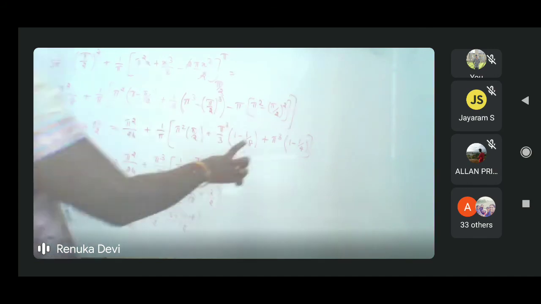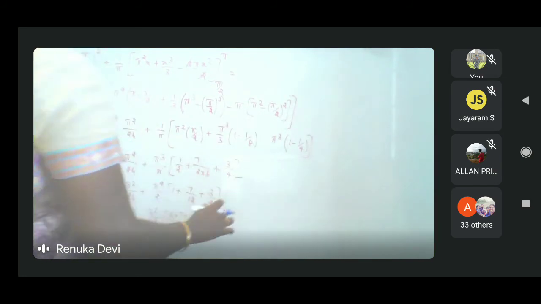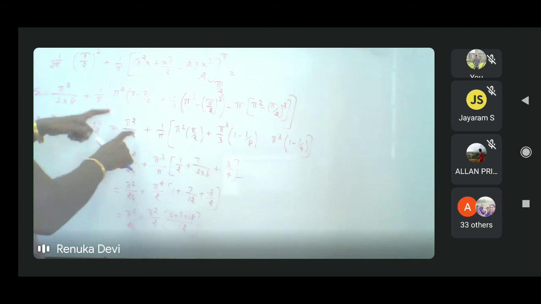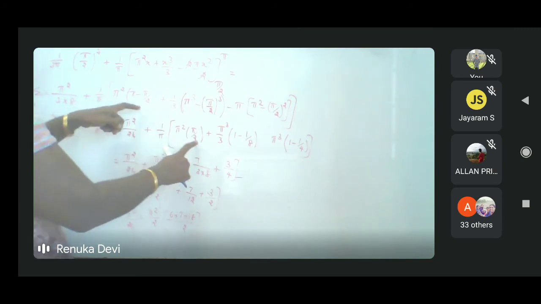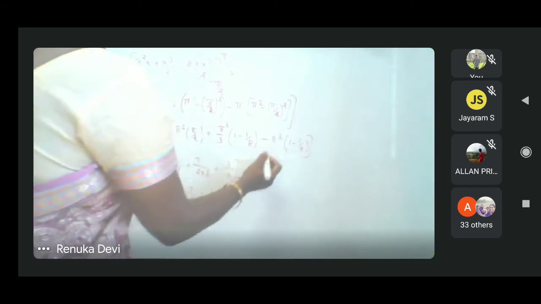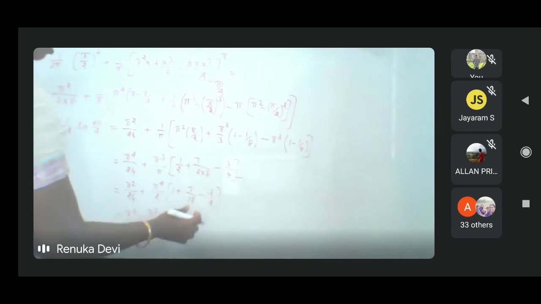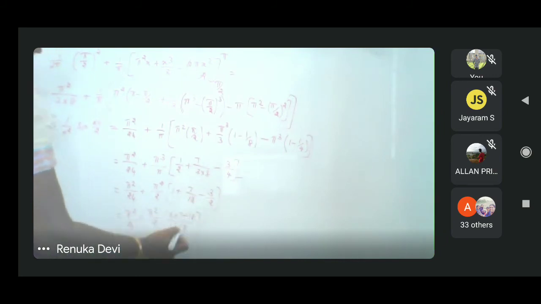So this is minus, isn't it? This sign is minus. You won't tell anything, isn't it? This is 1 by pi, pi square pi by 2, 1 by 3, minus, this is minus. This is minus, this is also minus, here also minus. Okay?